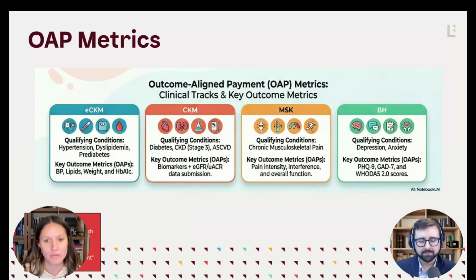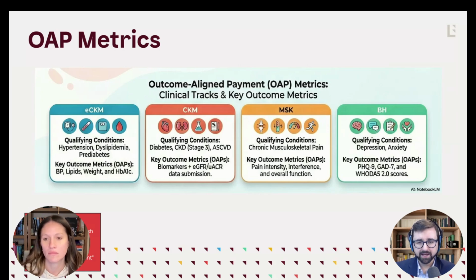Yep. So this graphic here does a great job of describing what the conditions associated with each track are and what the qualifying metrics related to them are. The key thing that I will point out is that for each of the metrics listed here, Medicare is going to establish a threshold for improvement or a threshold for control. And so you want to meet one of either two of those items in order to have qualified for hitting those measures. The measures are very specific to the clinical tracks.